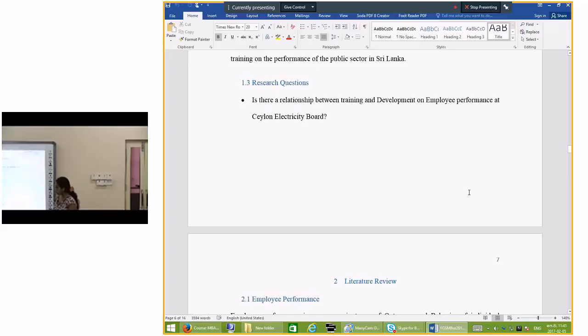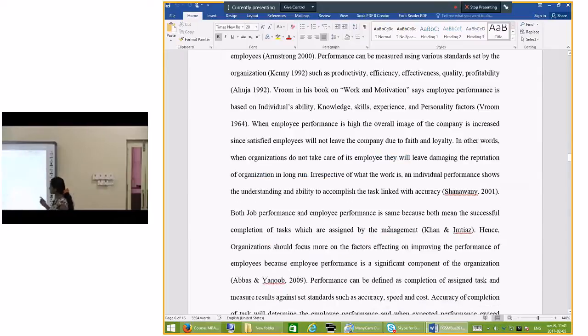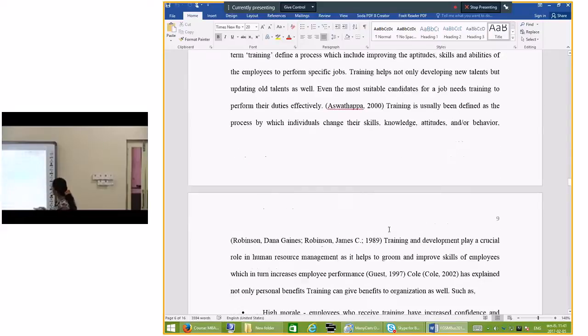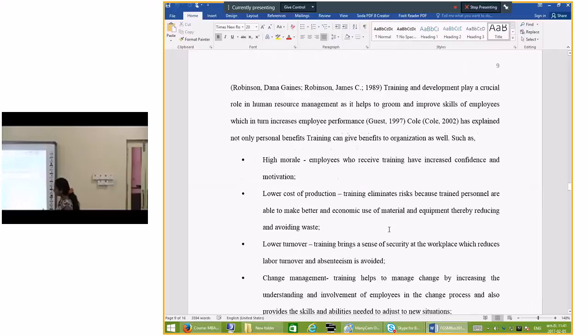Okay, now your research question is: is there a relationship between training and development and employee performance at Ceylon Electricity Board? Yeah. This is what I submitted, but in the previous assumptions you also said to make the topic specific, so I will change it to the non-executive cadre at Ceylon.